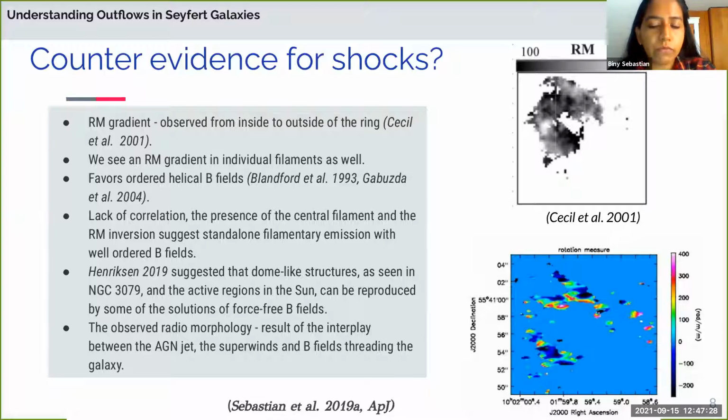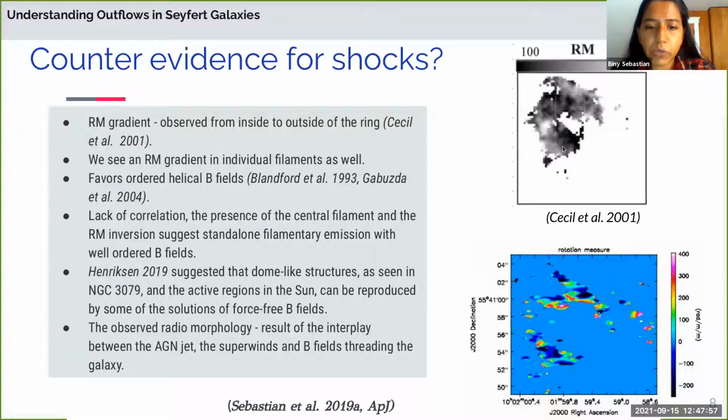So now that we have ruled out both shocks and disk entrainment, we are left with the possibility of jets leading to the radio emission. But again, the morphology, especially the H-shaped structure and the ring, everything is not typical of radio galaxy jets like an FR1 or FR2 type.